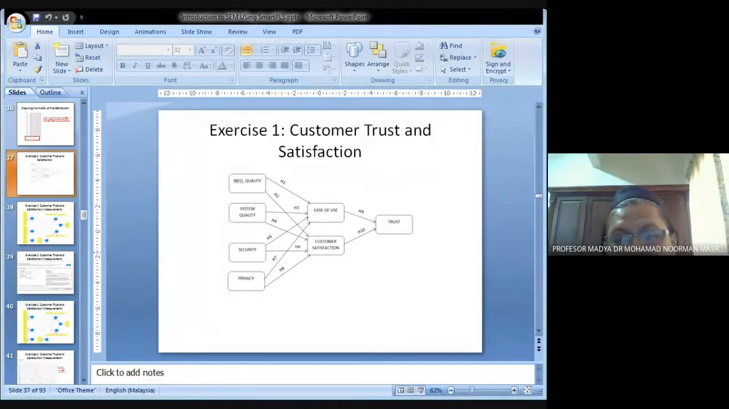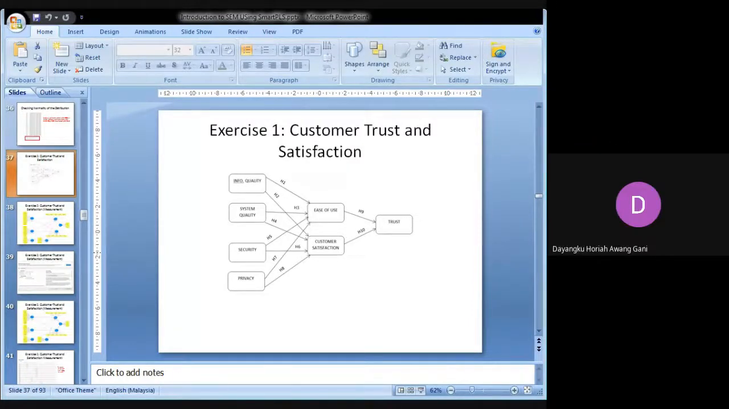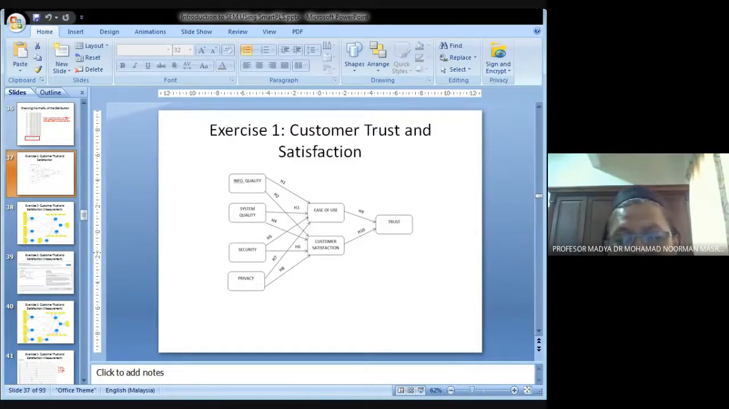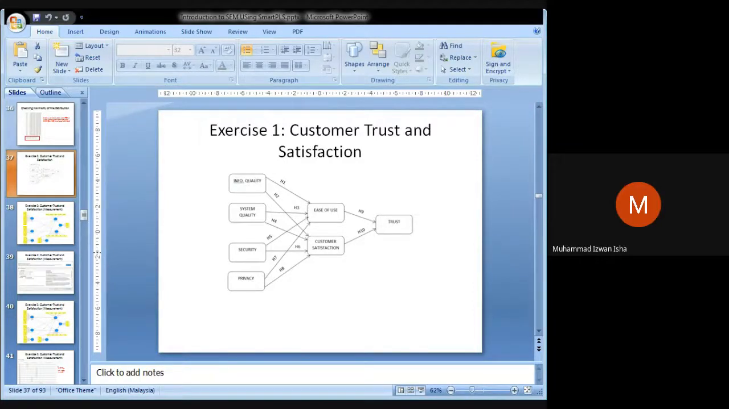Okay, Dayang, can you understand? Yes, Doc. Good. Nining, can you hear my voice? Nining, are you around? Where is Nining? Nining Sudiar, can you hear my voice? What have you written, Nining? Okay, so can you understand how to write research questions and research objectives? Yes. Okay.